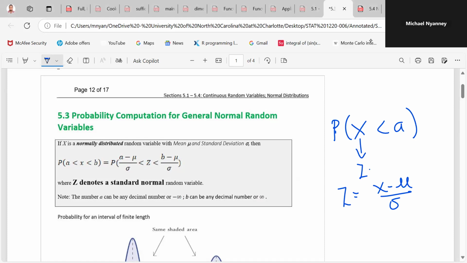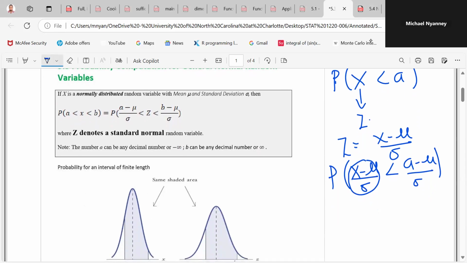So we have to use the same idea. If you have something like this, you write the probability of, and then you subtract the mean from s and divide by the standard deviation. Then we do the same for a: a minus the mean all over the standard deviation. This is the z formula. So this becomes the probability of z less than a minus mu all over sigma. Now we've converted this back, and we can apply what we did in 5.2.